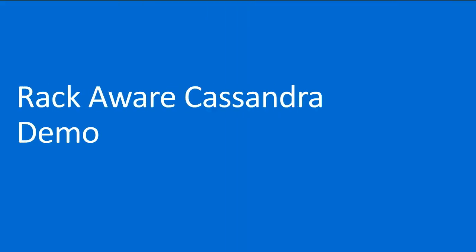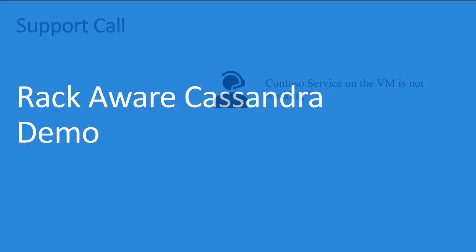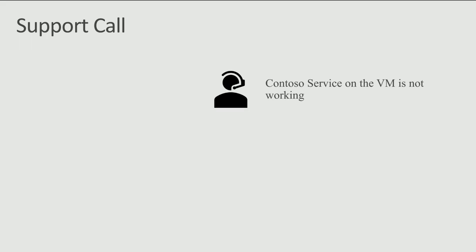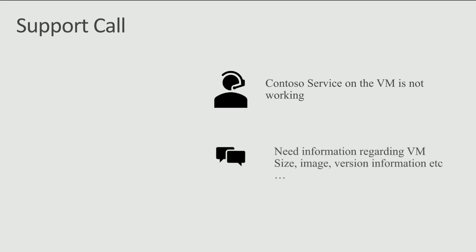Coming back to another scenario, which is very useful from a support point of view. Imagine you have a support call for a service that you run in a virtual machine, called Contoso service. The VM is not working, or your service within the VM is not working. The first thing that the support person would want to know is, give me information regarding the VM, its size, the version information, etc. Where do you source it from? You can go to the portal and get some information about it, but for specifics in terms of version, you would need to get inside the VM. But then again, this information is spread across.